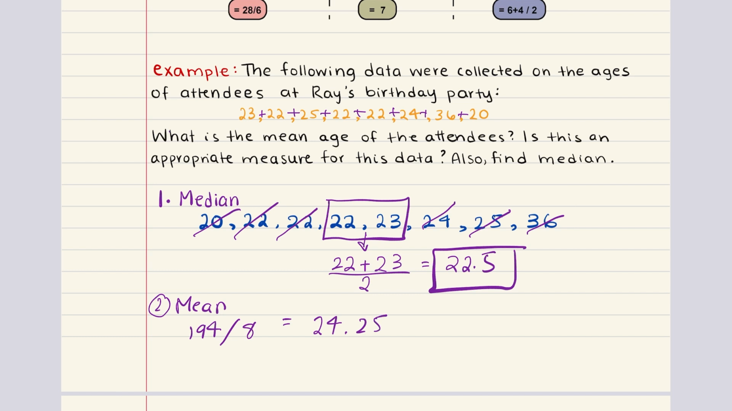Now the question asks us, is this an appropriate measure for this data? Let's think about this. The mean is relatively close to most of the values that are collected for this data set, so it may seem appropriate. But there is the presence of an outlier, that's this 36 value, and the fact that the mean is greater than all but two of the values collected really indicates that the mean has been shifted towards the high end of the range.